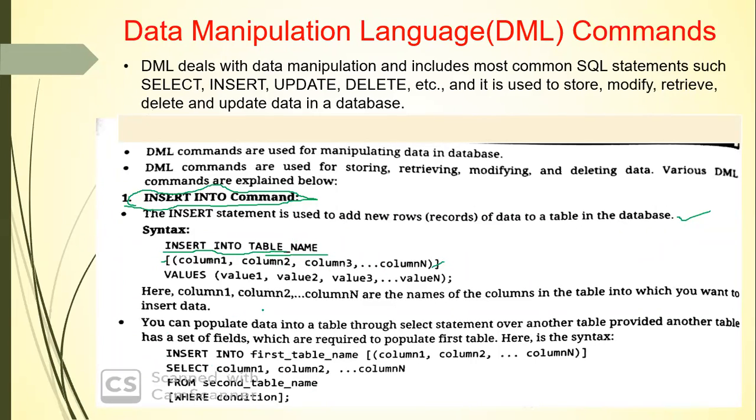Now after that we consider the keyword values. We insert the values in the given table. That's why this values keyword is very important in this context. And then we pass the corresponding values to the given table. How can we pass these values? Value 1 corresponds to column 1, value 2 corresponds to column 2, value 3 corresponds to column 3, up to value n corresponding to column n. Accordingly, we follow this column sequence and the corresponding value at each location. In this way we can use the insert into table command to insert new records, new rows in the given database.